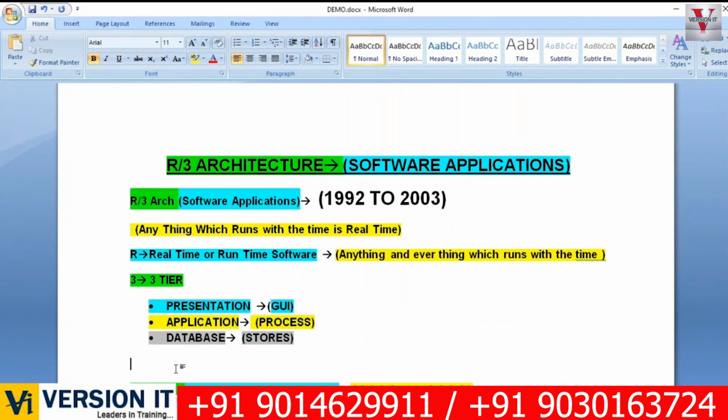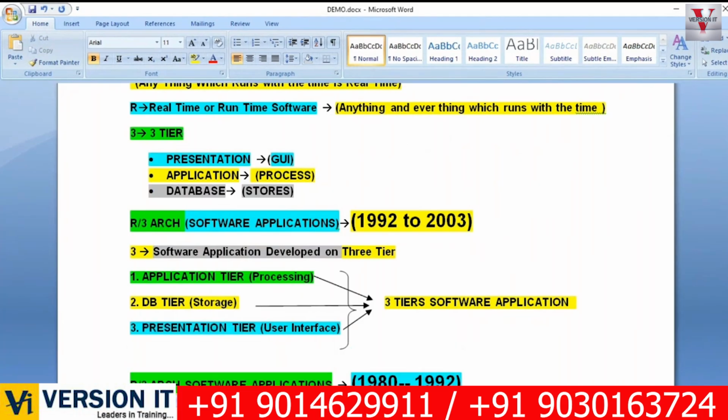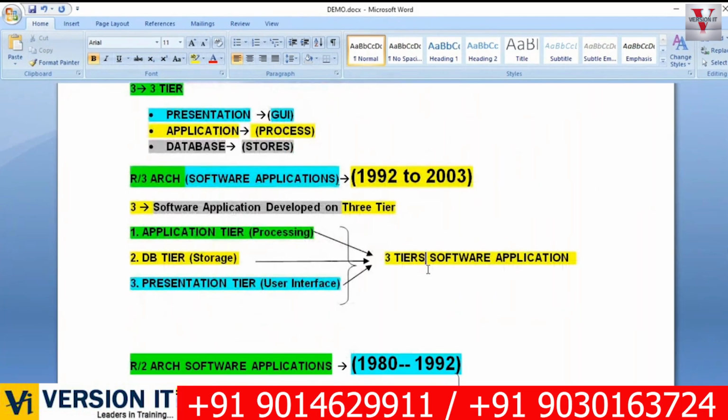Now, as I said, R3 architecture software were designed between 1992 to 2003. Here, the application tier is processing the data. The database tier is storing the data. The presentation tier is the user interface. If you are designing a software with these three entities and the purpose is to run in a real-time environment, this software is called three-tier architecture software.